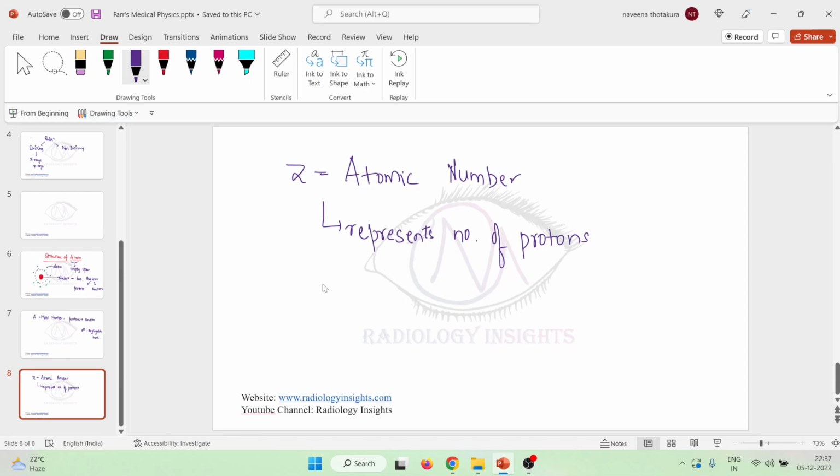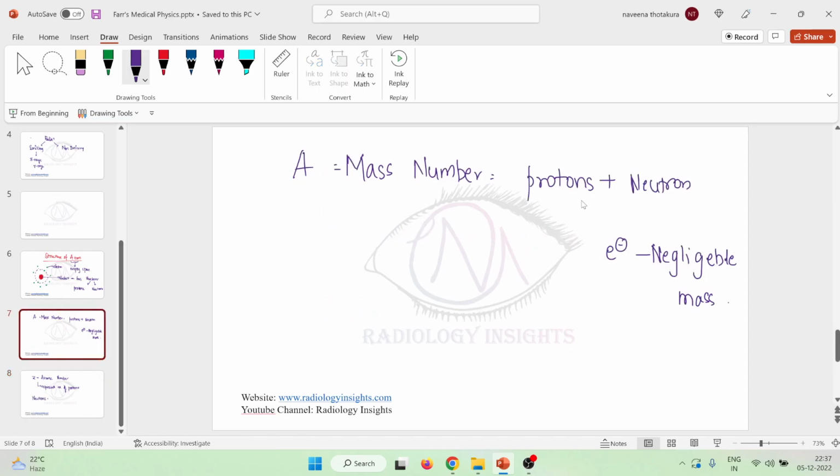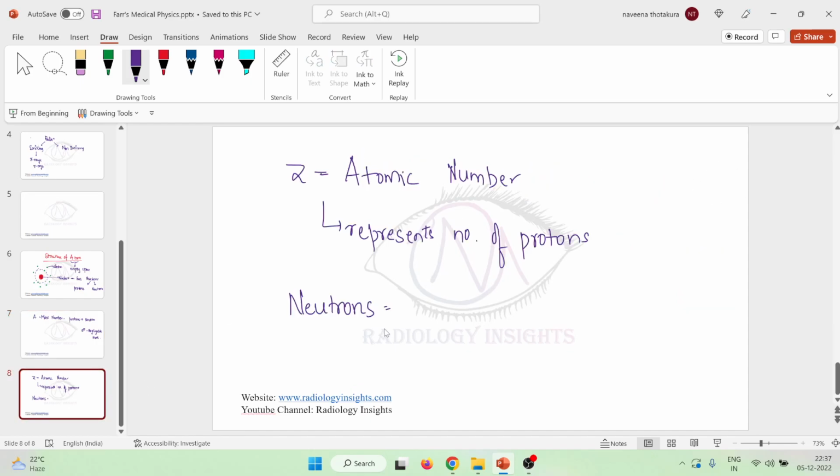Then how do you calculate the neutrons? As we have already said, mass number is equal to protons plus neutrons. So neutrons is equal to mass number A minus protons. Protons is nothing but the atomic number, which is Z. So A minus Z will give the number of neutrons.